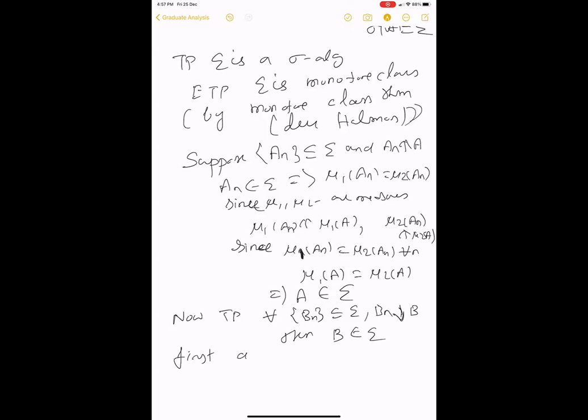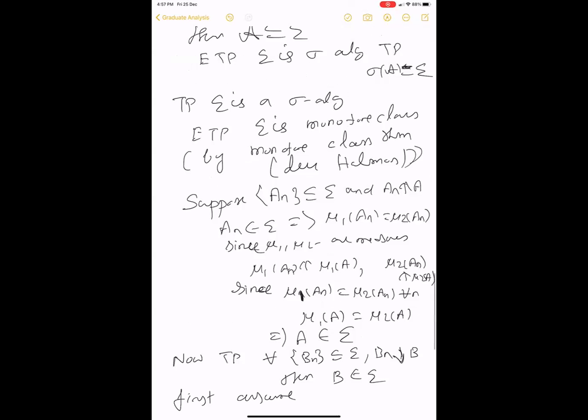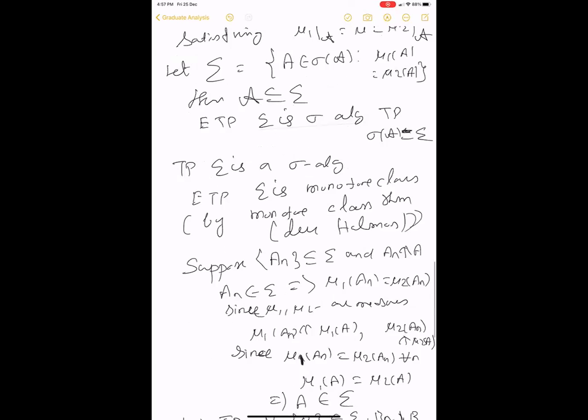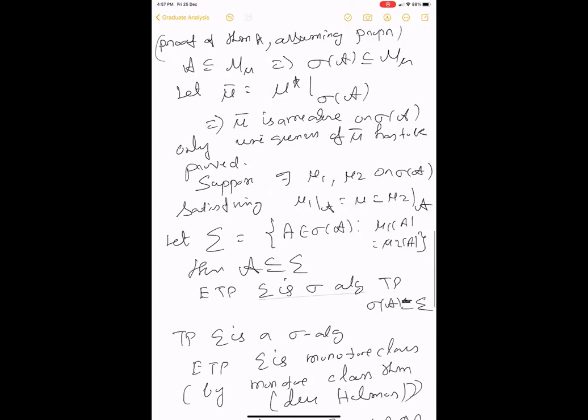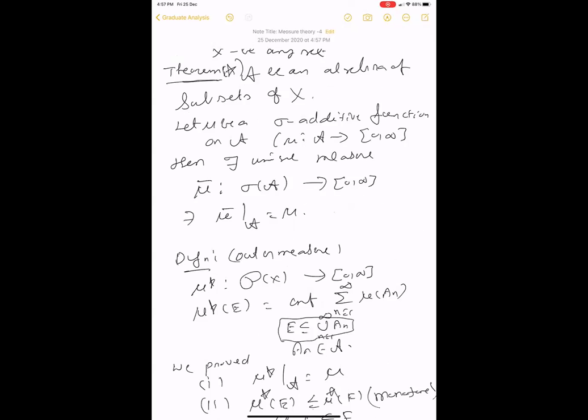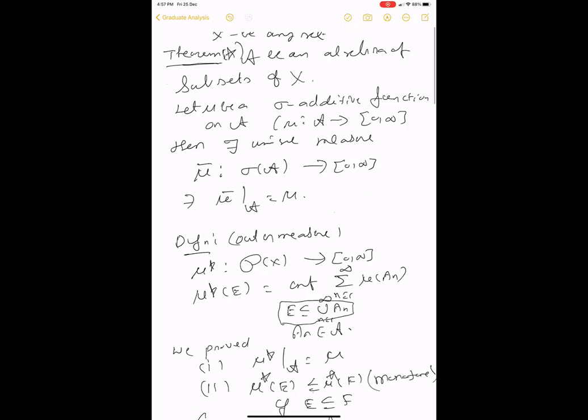So I made a mistake in the statement of the theorem. I'm sorry, you have to change that. There is a mistake in the statement of the theorem. We have to assume that mu is a sigma finite measure. I defined what is called sigma finite. So mu has to be assumed to be sigma finite.